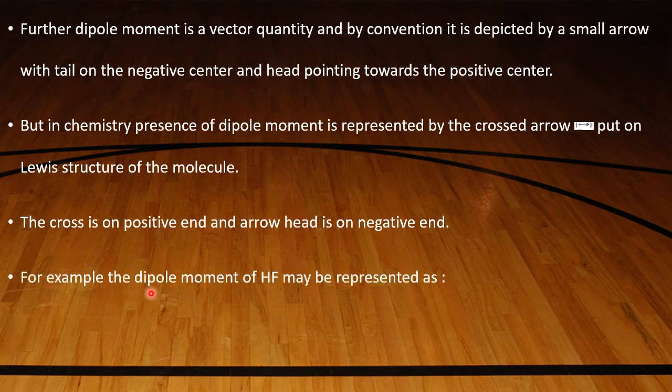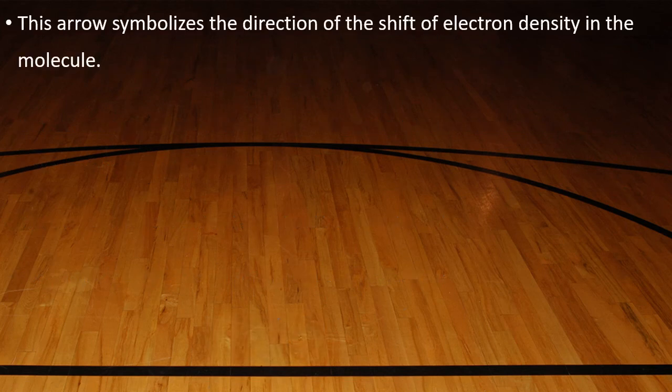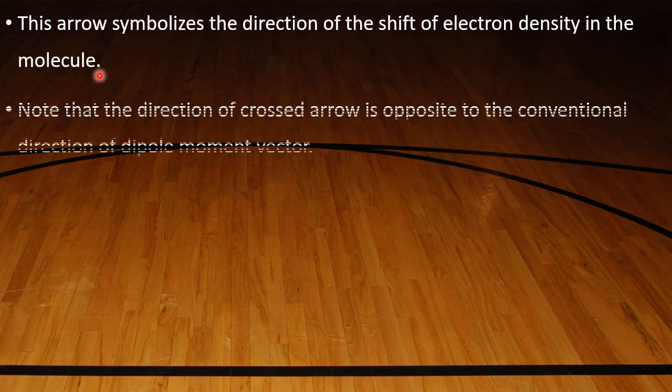For example, the dipole moment of HF may be represented like this, the symbolic way of representing the movement of electrons. This is the loss of electron, plus, and this is the movement of electron getting the partial negative charge. This arrow symbolizes the direction of the shift of electron density in the molecule. Note that the direction of the crossed arrow is opposite to the conventional direction of the dipole moment vector.